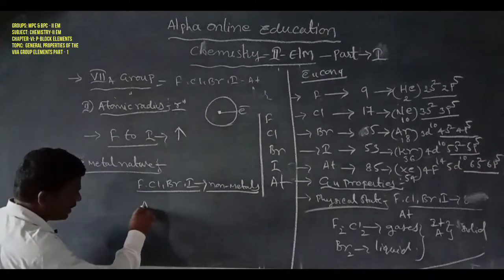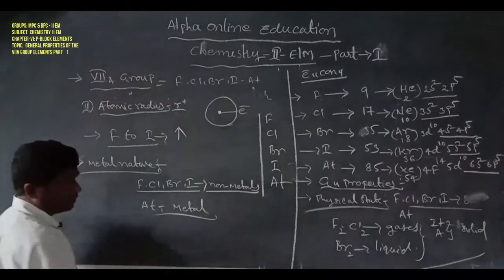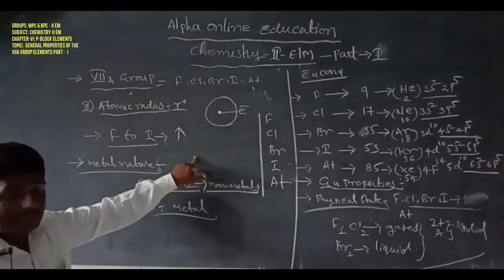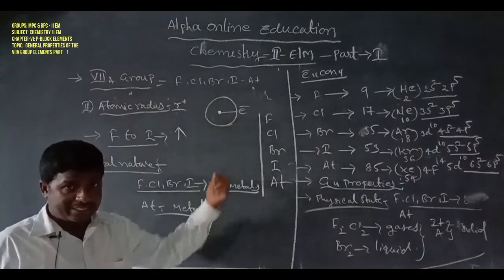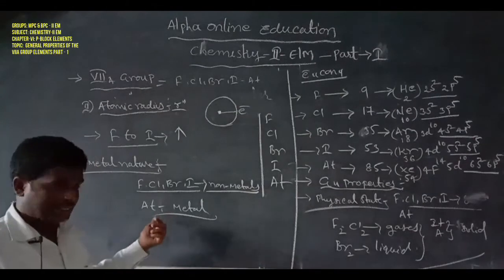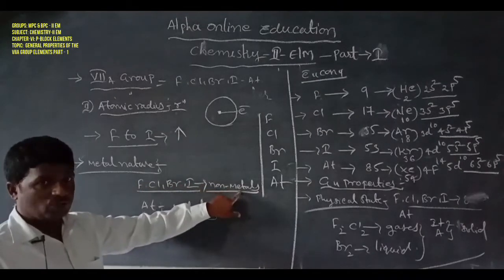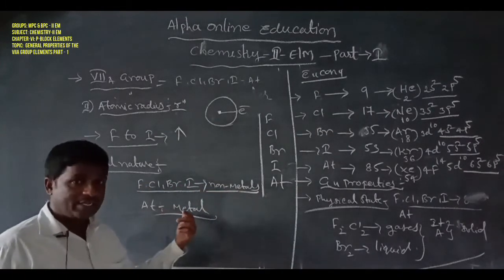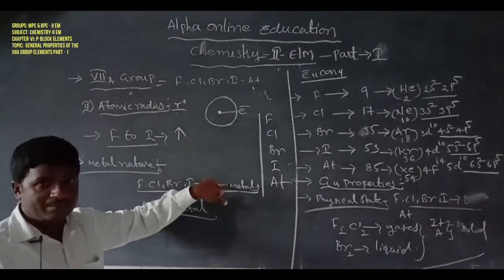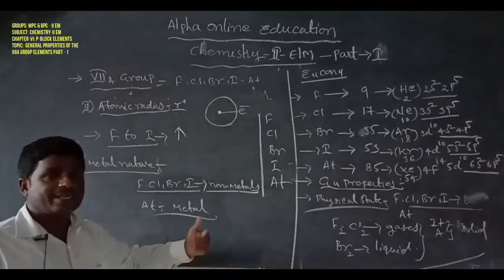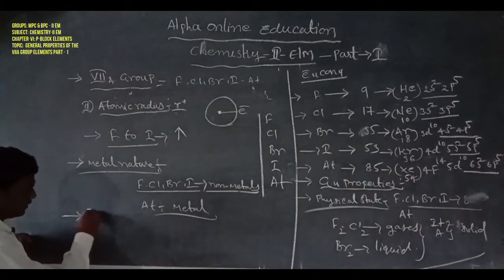And astatine is the radioactive metal. In 7th A group elements, from top to bottom, non-metallic nature decreases and metal nature increases. Fluorine, chlorine, bromine and iodine are non-metals, but astatine is a radioactive metal. So from top to bottom, non-metallic nature decreases and metal nature increases.